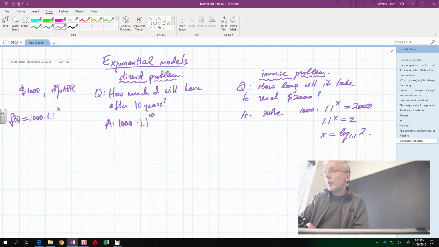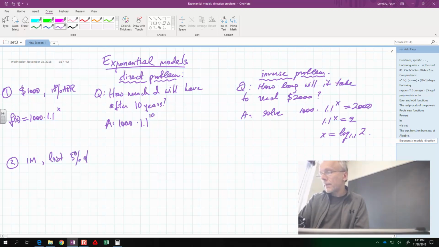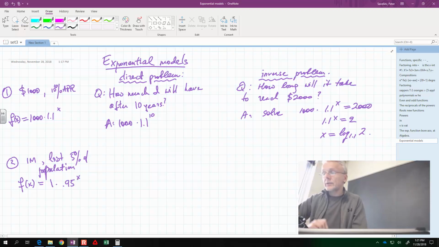So that's model 1. Model 2 would be, say, population growth. So you have 1 million people, and you have decline. Well, let's say decline loses 5% of population. Then after x years, you have 1 million times 0.95 to the power of x. So every year we multiply by 0.95.